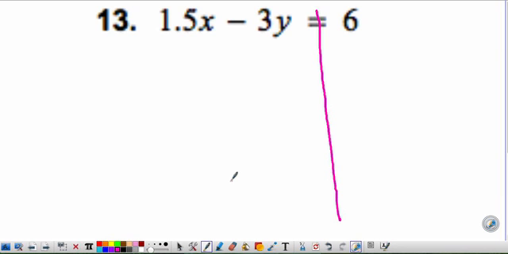2 different variables. What else? Don't miss the mark. There's a decimal in there. Whole number is what it equals.